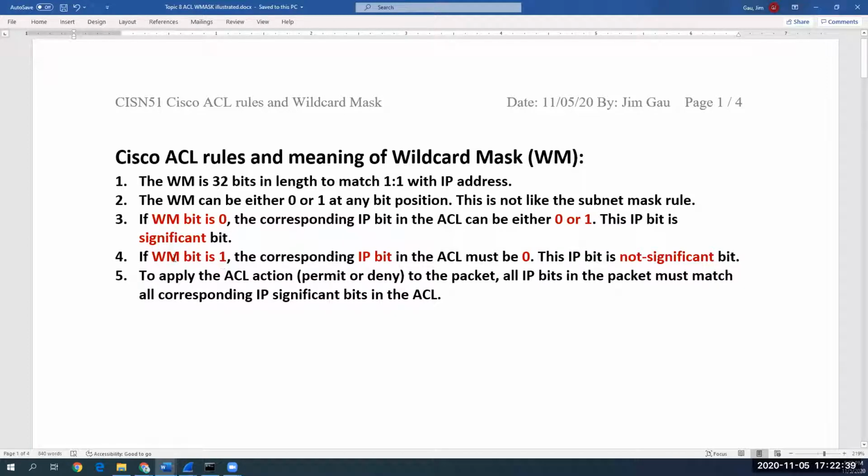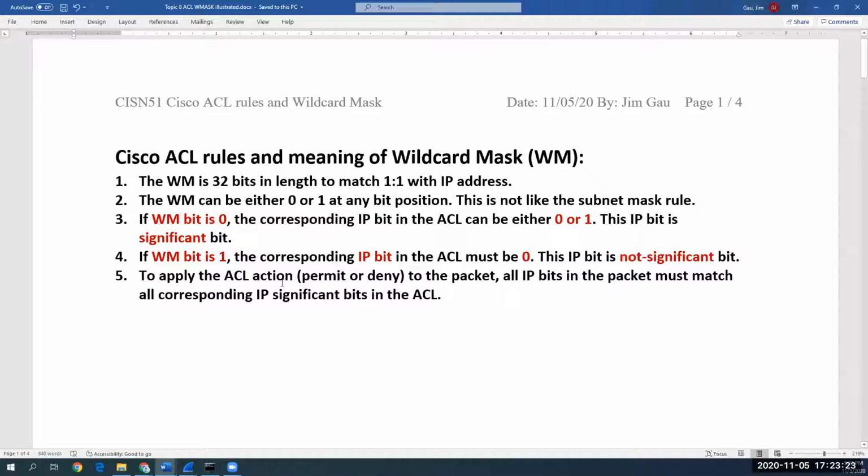If we put a 1 in the WM bit, then for the corresponding IP bit in the ACL, you must put a 0 in there. If you put a 1 in there, your router or switch is going to change it back to 0, and while you're taking the Cisco test, you will be marked wrong. So it's important that if the WM bit is 1, we must put a 0 in the corresponding IP bit. And that IP bit we call not significant. So the 0 is just like a placeholder, and we will discuss this more.